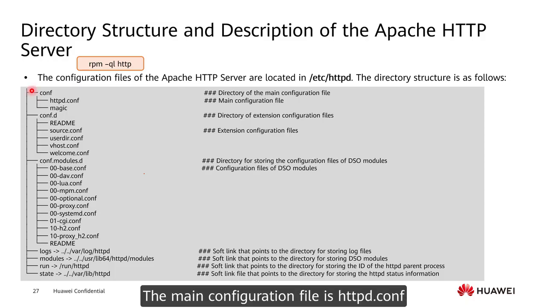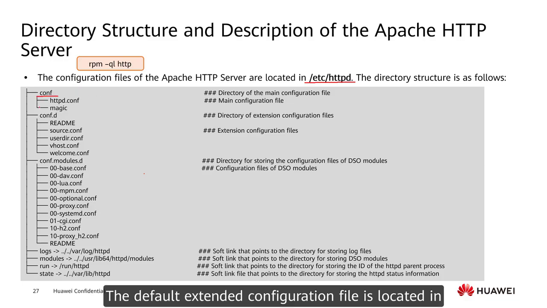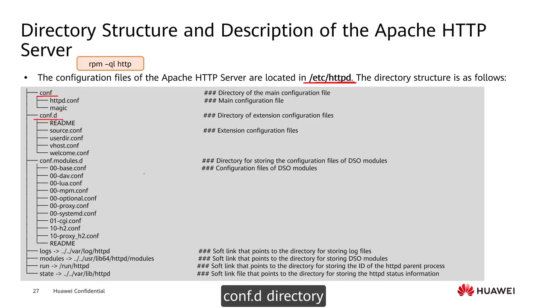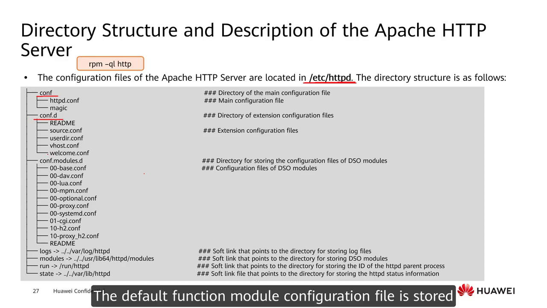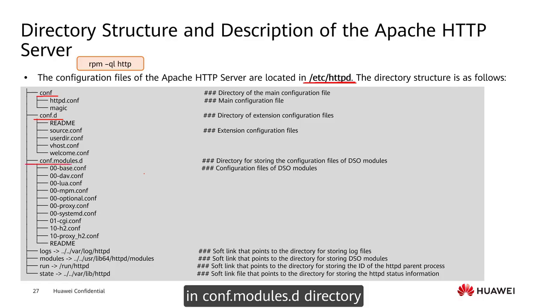The main configuration file is httpd.conf, which is located in the /etc/httpd/conf directory. The default extended configuration file is located in the conf.d directory. The default function module configuration file is stored in the conf.modules.d directory. And the log files are stored in /var/log/httpd.